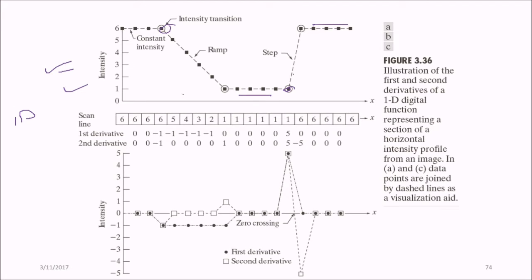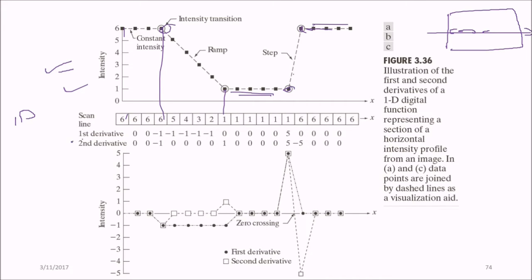So as I said, this is the first and second derivative of a 1D function representing a section of a horizontal intensity profile for an image. So if I take this image and just go on horizontally picking up the values, here the DN values or the intensity values. See, from this point, this is 6 until this point. For this scan line, the value is 6. You can consider it to be a digital number. And in this case also you find these numbers which go down to 1. It remains constant at 1. Then it jumps up to 6. Then it remains constant at 6.